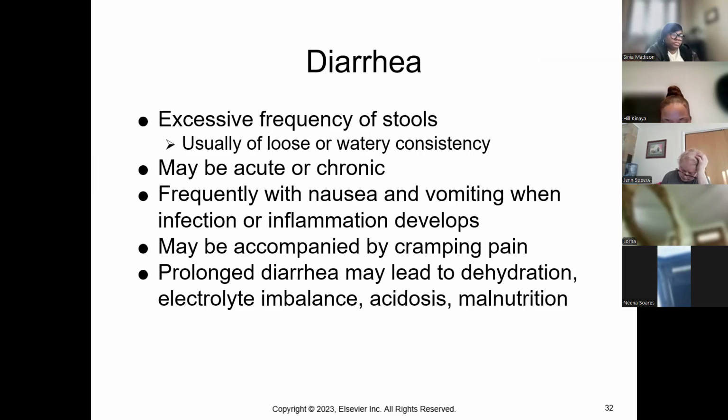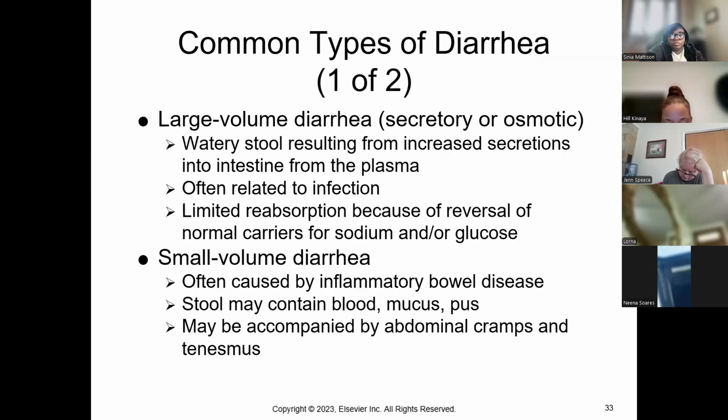Severe or prolonged diarrhea can cause dehydration, electrolyte imbalances, acidosis, malnutrition. Also, look at the stool. Is there any blood, mucus, or pus in it? That can help us diagnose. So diarrheal disease is referred to as enterocolitis.